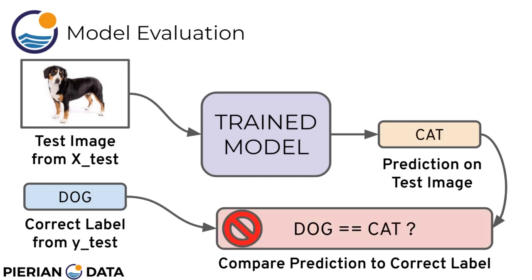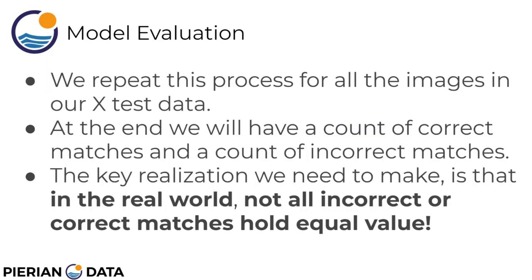However, maybe it predicted that this image was a cat. And in this case, this comparison to the correct label would be incorrect. And these are essentially the only two situations. Either you're right or you're wrong, correct or incorrect. So we'll repeat this process for all the images in our X test data. And at the end, we will have a count of correct matches and a count of incorrect matches.